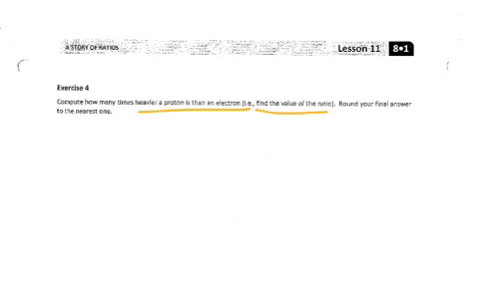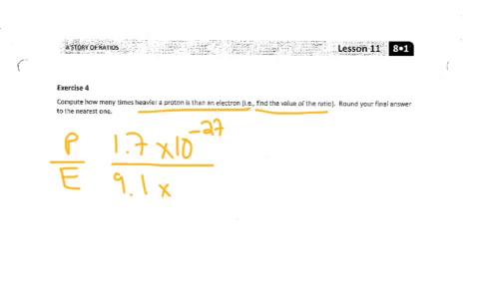So all you're going to do is divide them. I'm going to take my proton and divide it by my electron. My proton was roughly in scientific notation 1.7 times 10 to the negative 27th, and my mass of the electron was 9.1 times 10 to the negative 31st. So in your calculator you will divide these. The only thing you have to make sure to do is to put parentheses around each value. Make sure you do that.